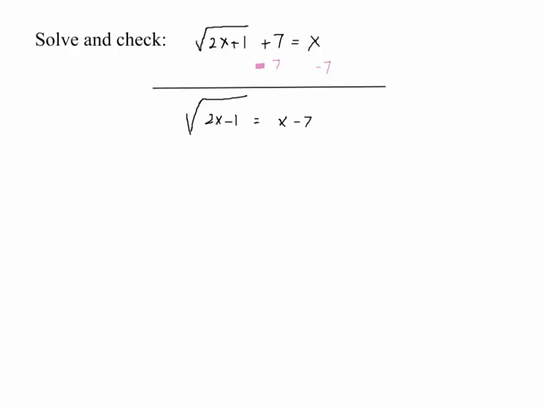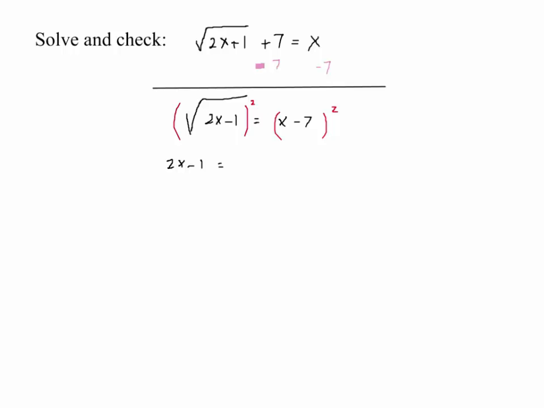Okay, Tyler, can you tell me what would be your next step? I would square it. You square both sides, right? Yes. So you square both sides. It's very important that you square both sides, not each term. You have to square both sides like this. So if I square the left-hand side, Tyler, what do we get? 2x plus 1. So we square it to eliminate the radical.